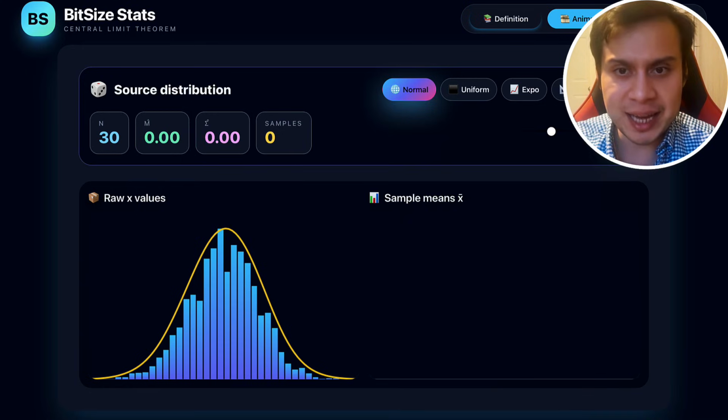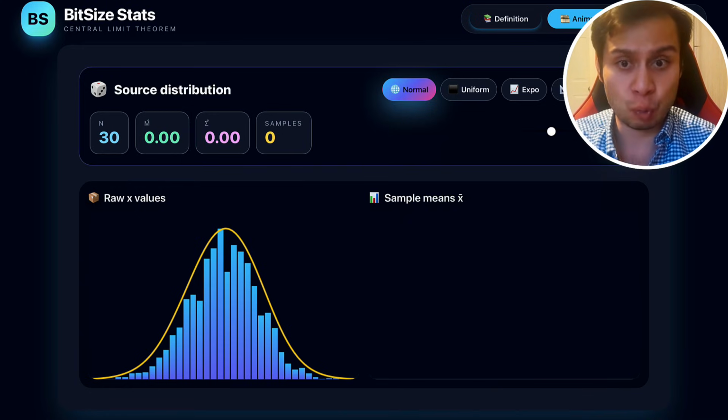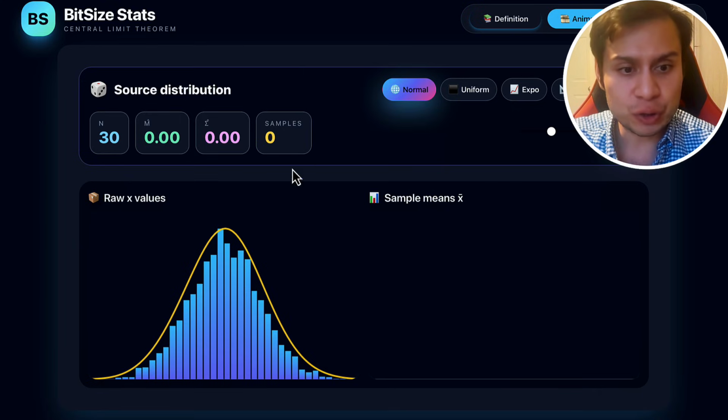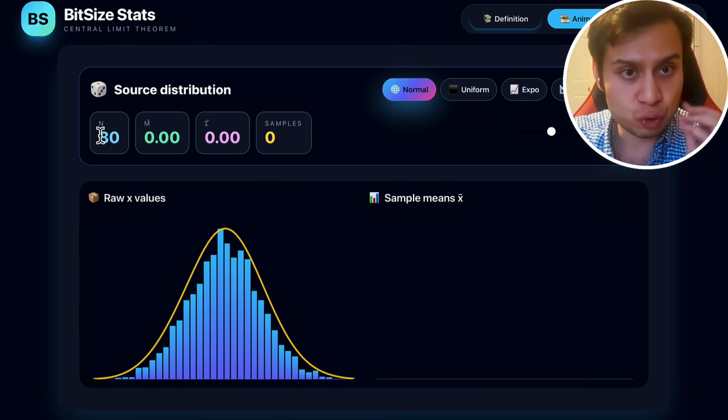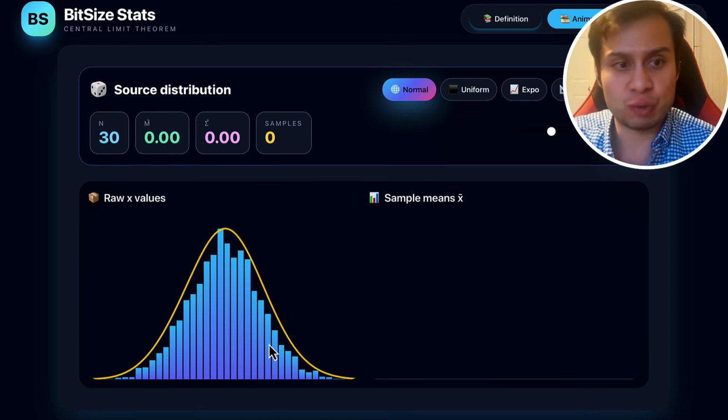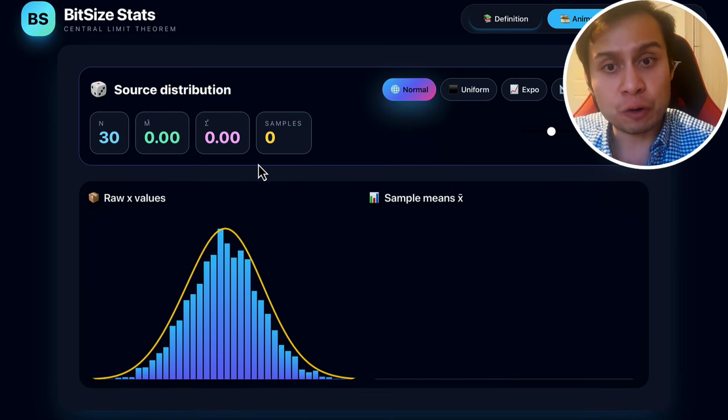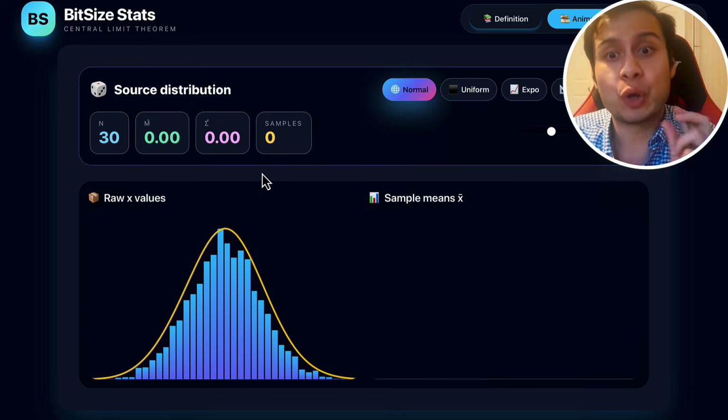Now let's visualize this idea using a few source distributions. Let's start from a normal distribution. So the normal distribution looks like a normal curve. This is our source data. And then we will draw samples from this distribution. Our sample size will be 30. As we draw more and more samples, the mean of those samples will start to look normal.